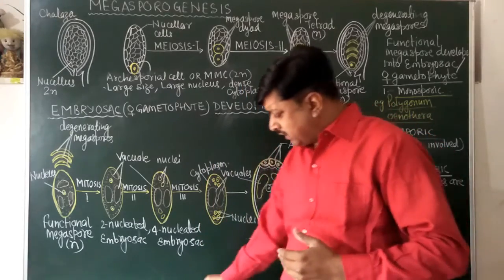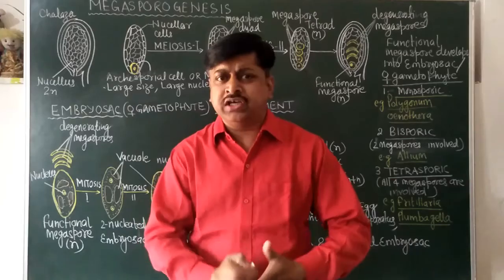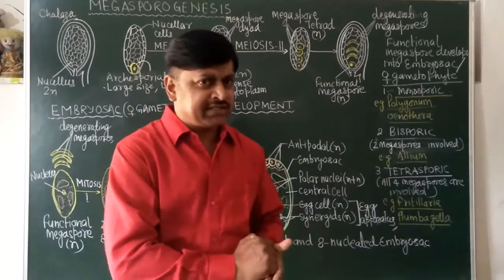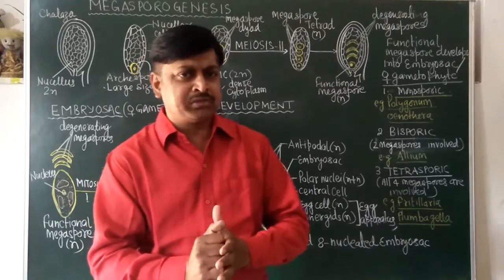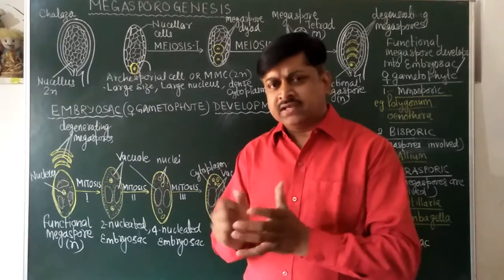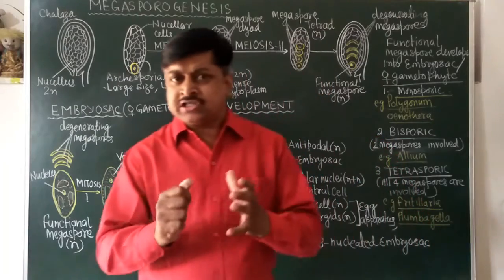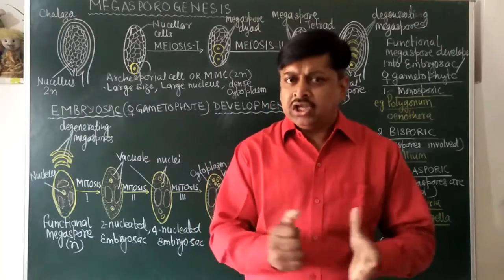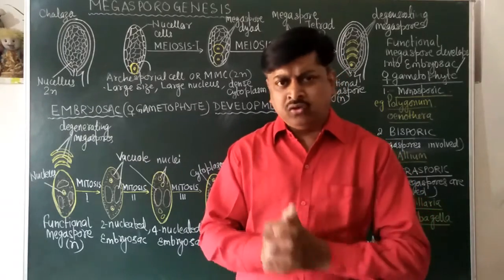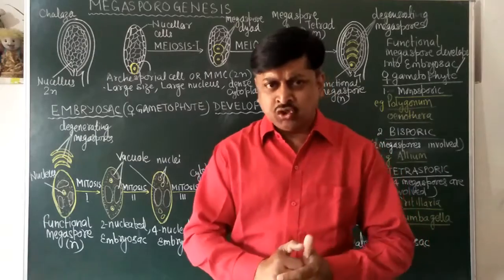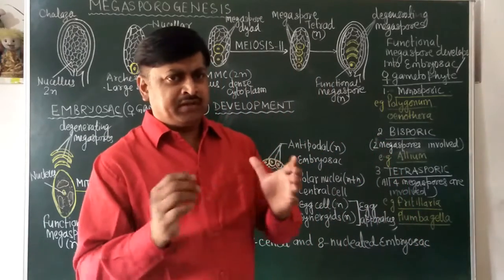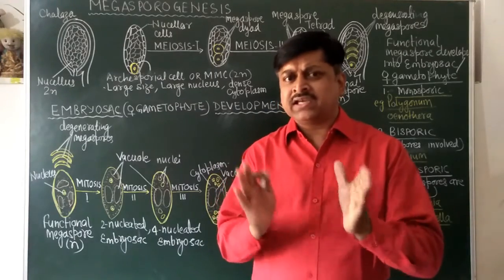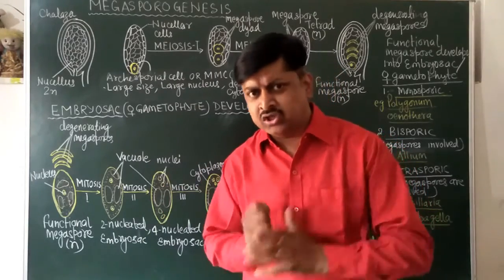Clear? So students, I am just going to tell you the definition of megasporogenesis. जैसे आपने माइक्रोस्पोरोजेनेसिस को देखा था कि the formation of microspore in the microsporangium, in the same way megasporogenesis is the process of formation of a megaspore in the nucellus inside the ovule. Clear? Again I am telling you, it is the process of formation of a functional megaspore inside the ovule. Let us discuss कैसे megaspore का formation होता है.